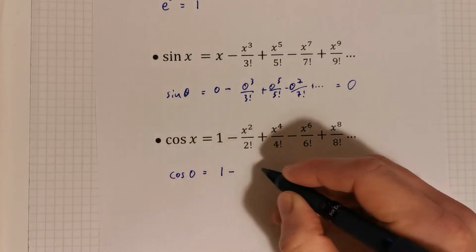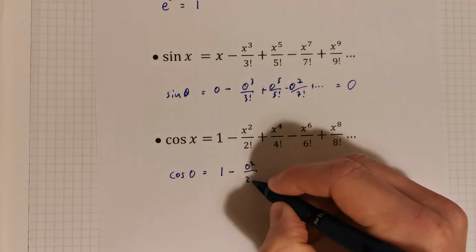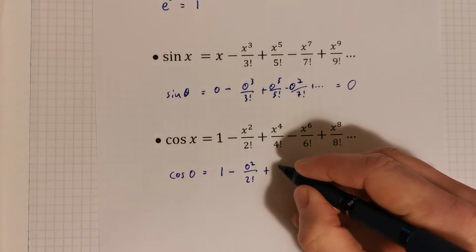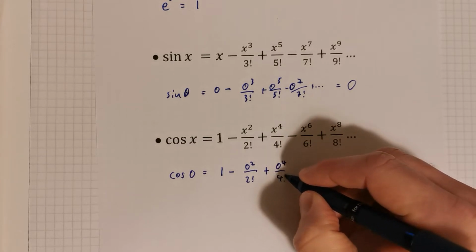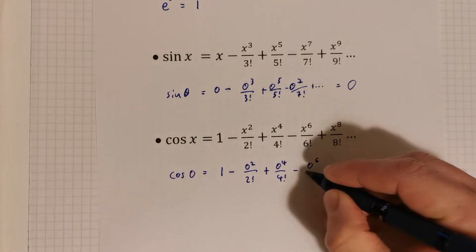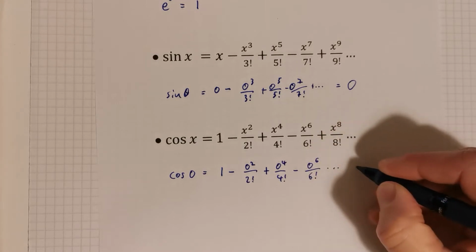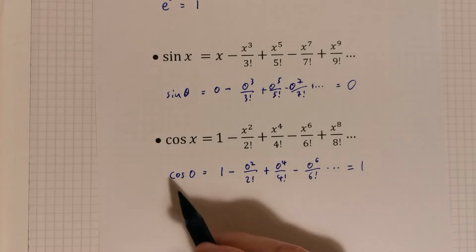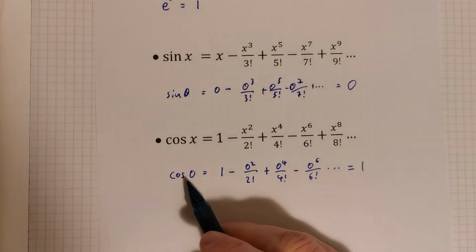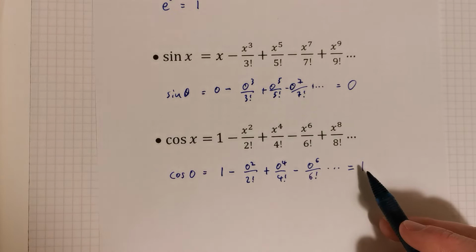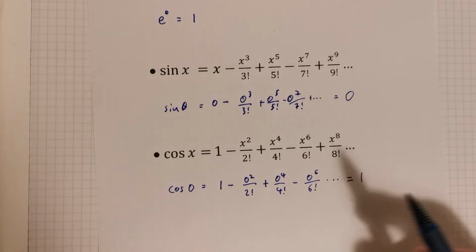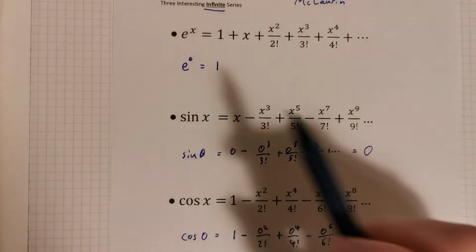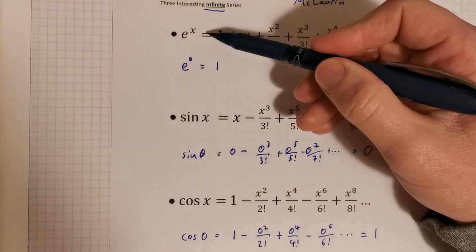If I look at cosine of 0, I get 1 minus 0 squared over 2 factorial. If x is 0, we're just replacing all our x's with zeros, plus 0 to the power of 4 over 4 factorial, minus 0 to the power of 6 over 6 factorial, etc. You'll see again that's 1. And that should come as no surprise because we know from previous work in trigonometry that the cosine of 0 is also 1. So these series, the key detail is they're always true.